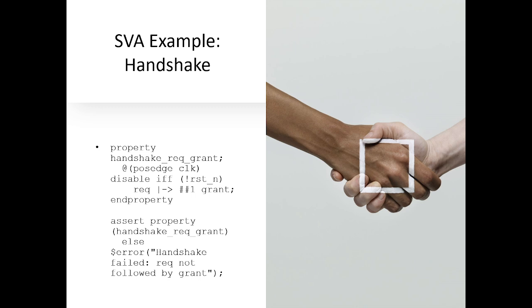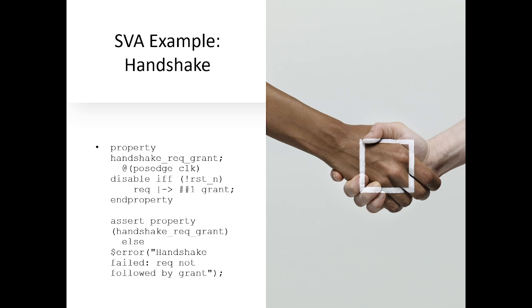And here is an actual SVA syntax. Request is followed, after one cycle, by grant. The symbol means the implication operator, and one cycle later the grant should come. So this is how we capture request followed by grant in SystemVerilog by writing these assertions.